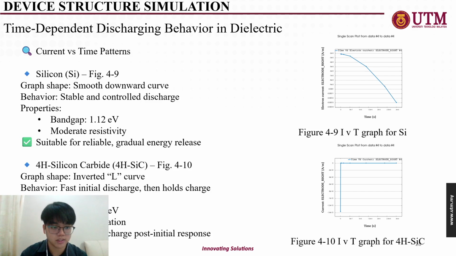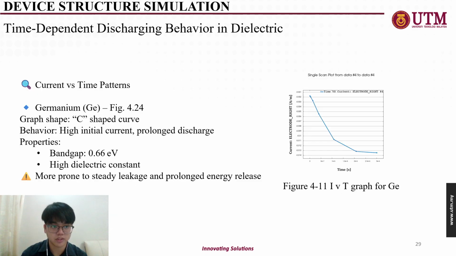Then for 4H silicon carbide, the graph shape is like an inverted L curve. So this material has a fast initial discharge, then it holds the charge. So it is ideal for retaining charge after the initial response. And for germanium, the graph shape is like a C-shaped curve. So it has high initial current and a prolonged discharge. It is more prone to steady leakage and prolonged energy release.